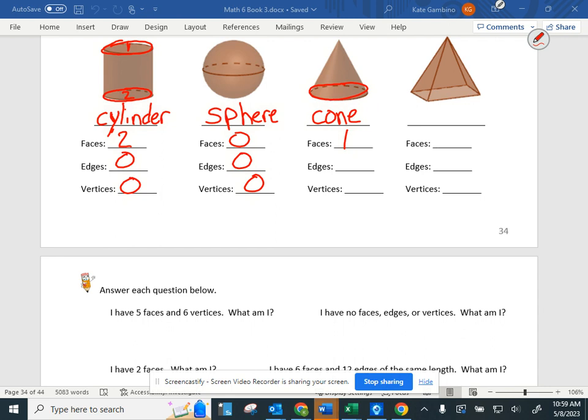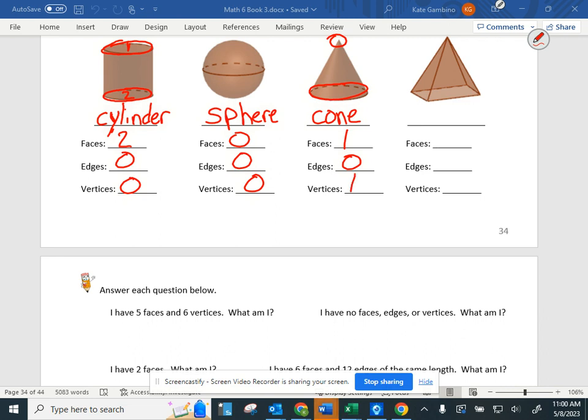How many edges does it have? Amelia? No idea. Because remember that an edge is where 2 faces meet. If there's only 1 face, it can't meet another face. How many vertices does it have? Nolan? 1. Because remember that a vertex is the point where several planes meet. It doesn't say faces. It's not where faces meet. It's where the planes meet. So we could count that as 1.